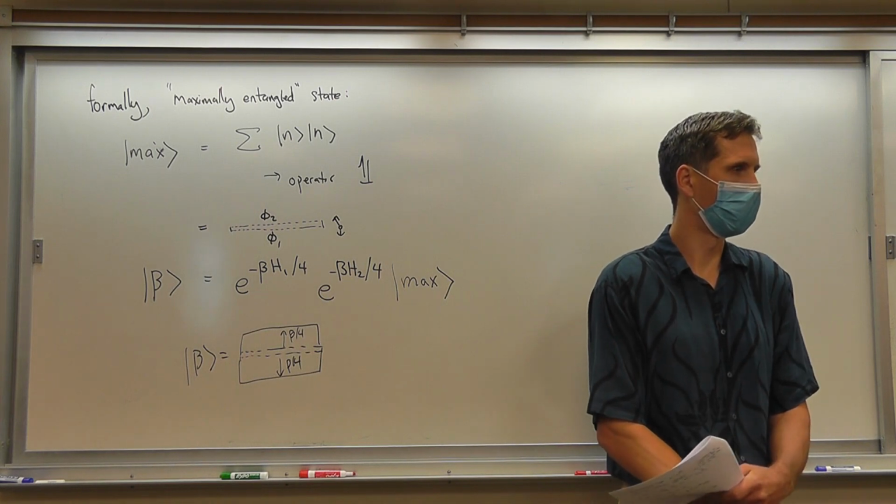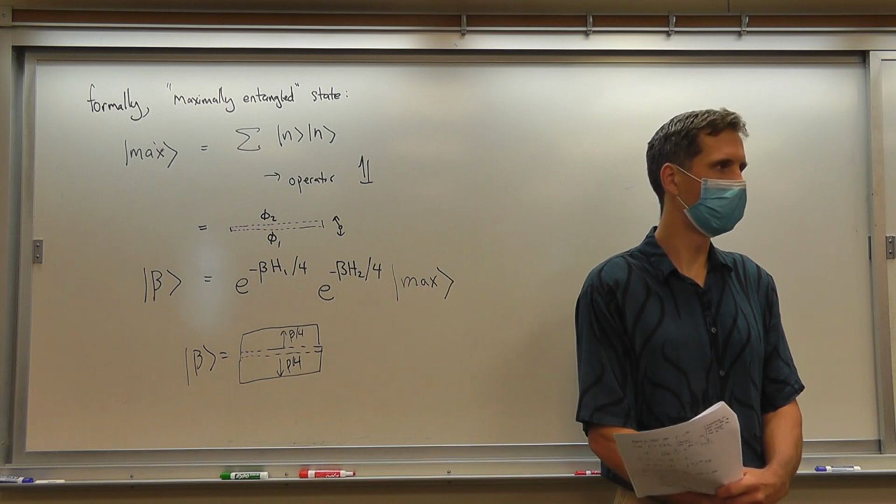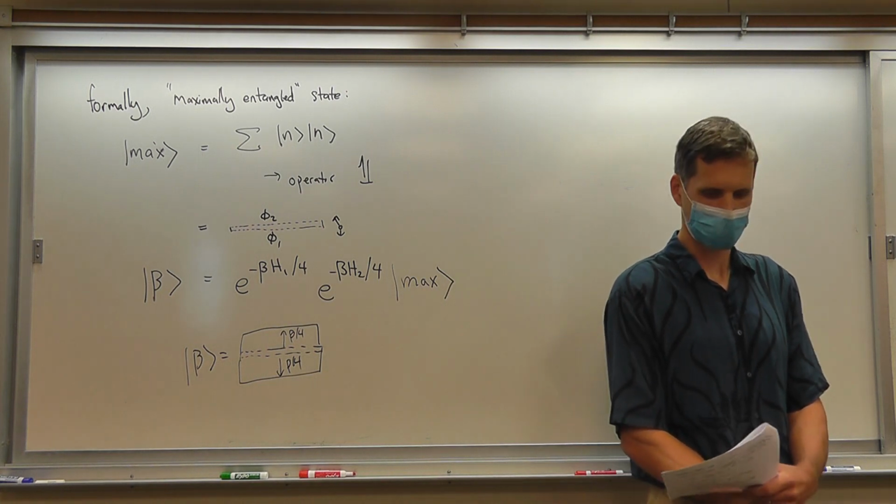Yeah? So instead of picking beta over 4 and beta over 4, you could have picked anything that added to beta over 2. That's right. Yep.